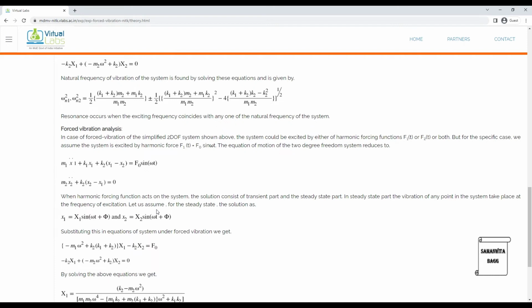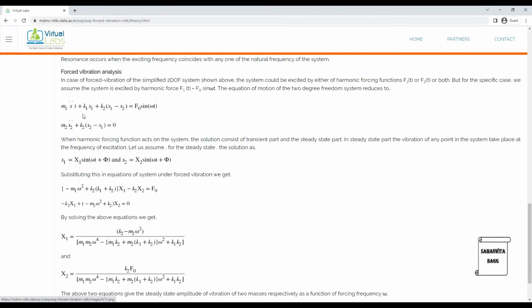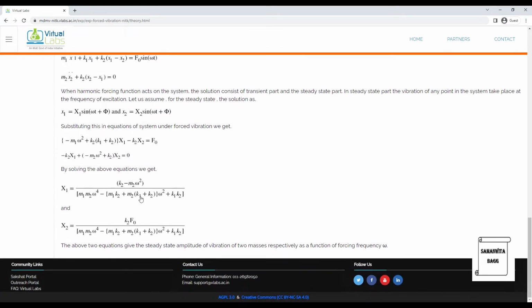Let us assume for the steady state, the solution is of this form, like we assumed before. Same solution is assumed here. Substitute x1, x2 in these two equations. You will get these two new equations now. And by solving the above equations, we get x1 and x2 in this form. The above two equations, this capital X1 and capital X2, give the steady state amplitude of vibration of the two masses respectively as a function of forcing frequency omega.